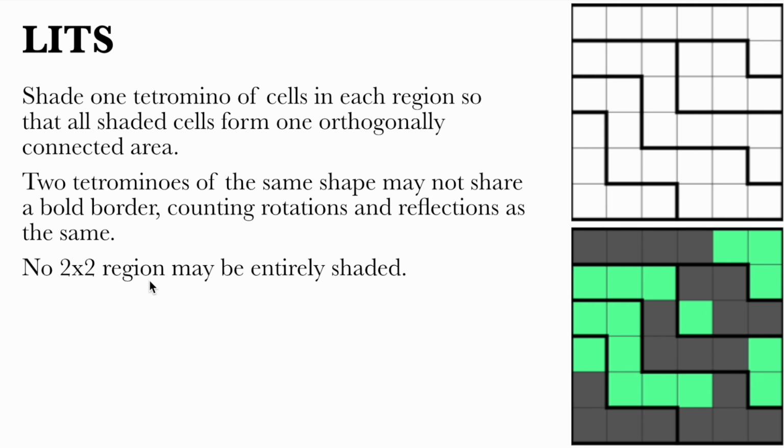No 2x2 region may be entirely shaded. That is just saying that given any 4 cells in the grid that make a little square, at least one of them must be unshaded. Sometimes we use region to mean a set of cells that are bordered by a bold border like this. In this instance, region is just saying any 2x2, even if there's a bold border inside them.